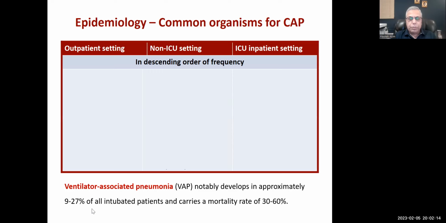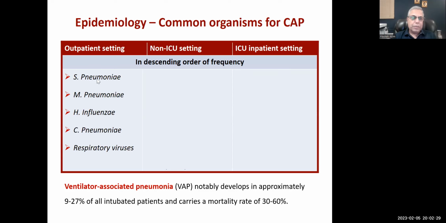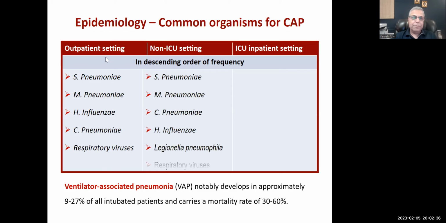And you know that we had to intubate the patients in COVID infections. That was a virus that could have predisposed the patients to bacterial infections as well. And the mortality rate is quite high. So again, S. pneumoniae, Mycoplasma, Haemophilus influenzae, Chlamydia, and then viruses. This is the outpatient setting. Non-ICU, again the same: pneumoniae, Mycoplasma, Chlamydia, although Chlamydia here is more common than H. influenzae, Legionella pneumophila, and viruses.